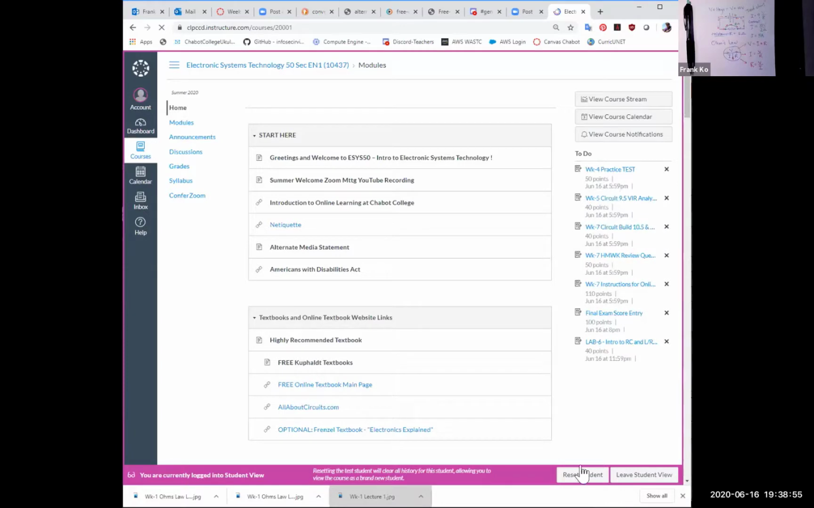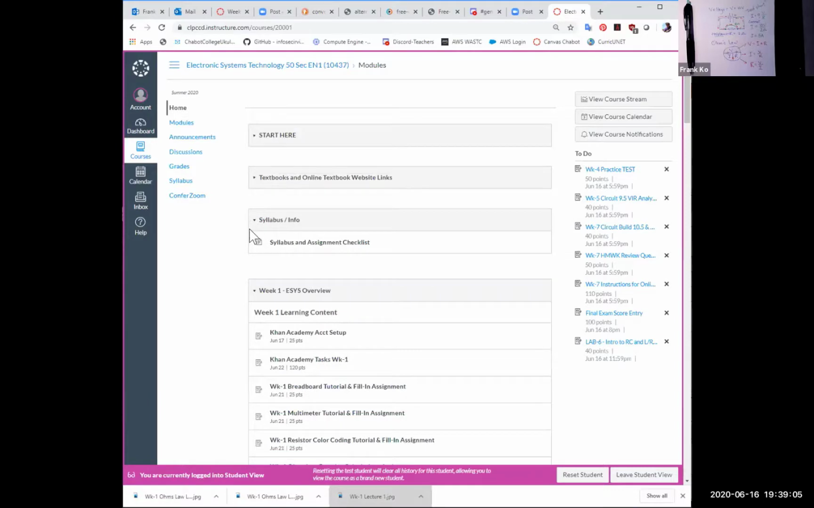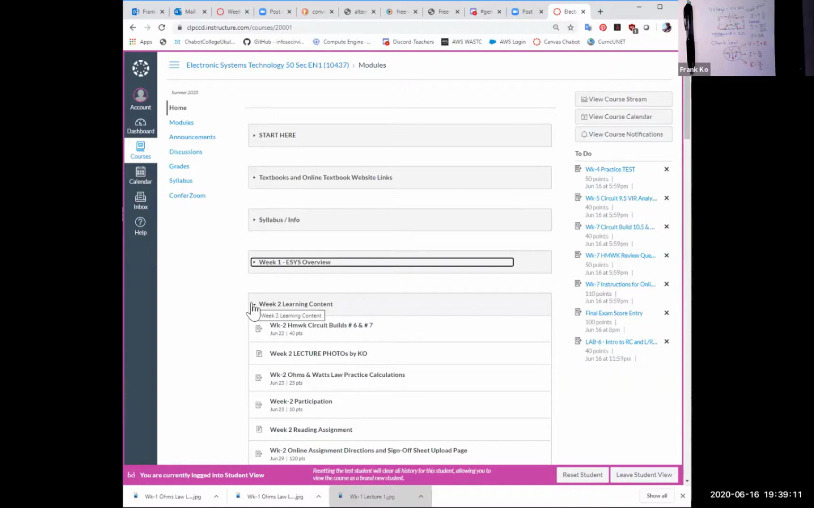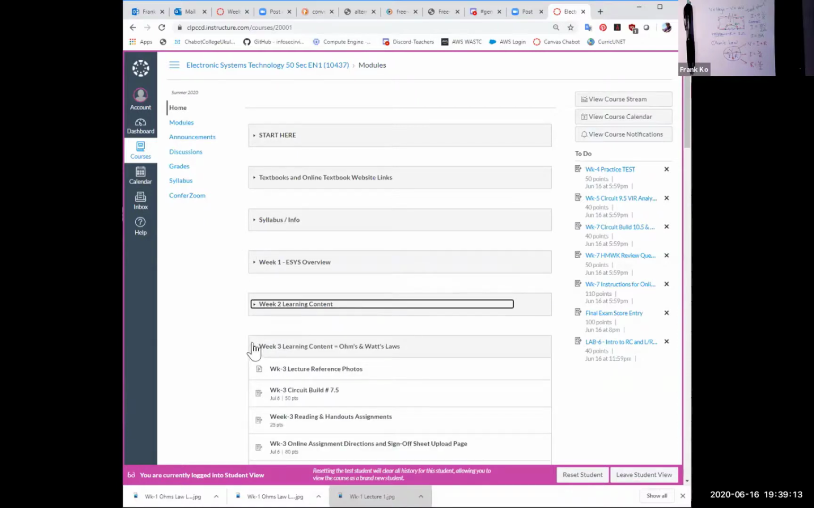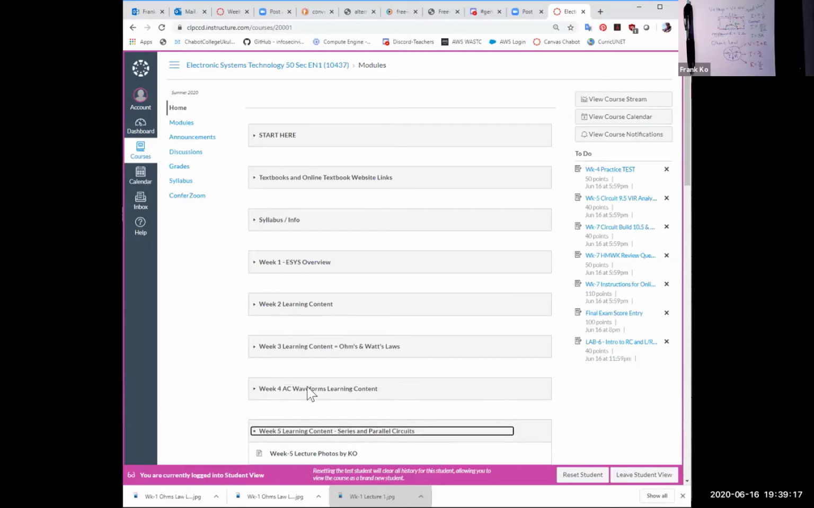All right, so this is what you are looking at from the student side. So there is a start here. There is textbooks, websites, syllabus, and then Week 1. And then all the other weeks should be compressed into their respective folders. Okay, so we should start off our view on the home and in this particular view.